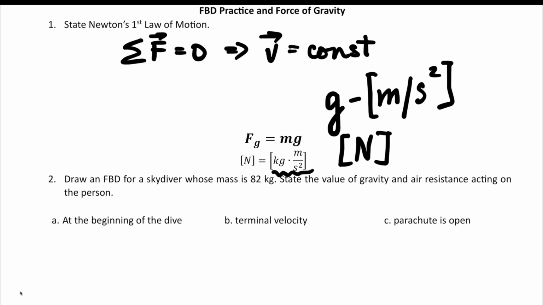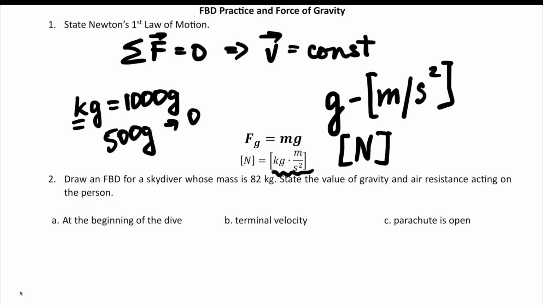So it is very important to remember that mass needs to be in kilograms. And if you are given a mass in grams, divide by 1,000, because 1 kilogram is 1,000 grams. So if you have 500 grams, for example, that is 0.5 kilograms. So remember to always switch to kilograms when you're calculating anything.